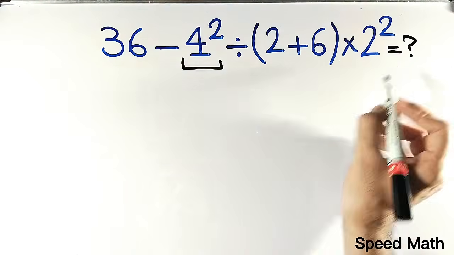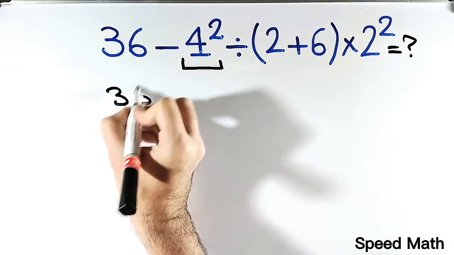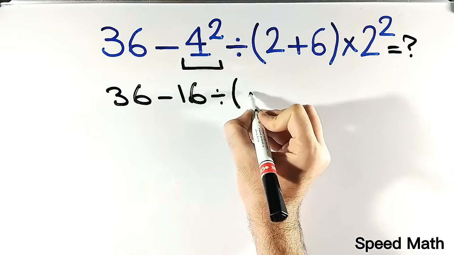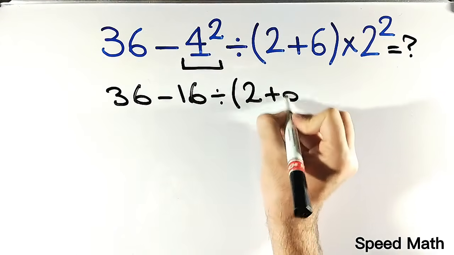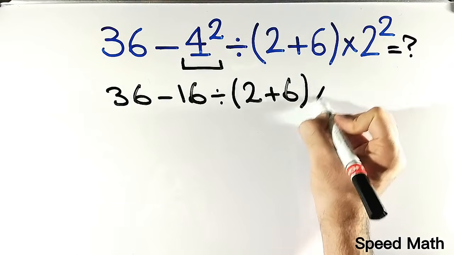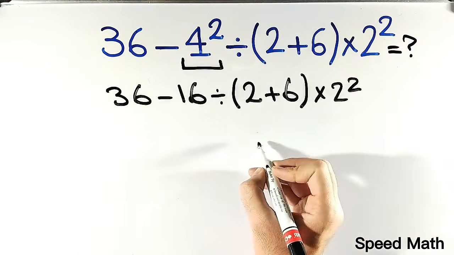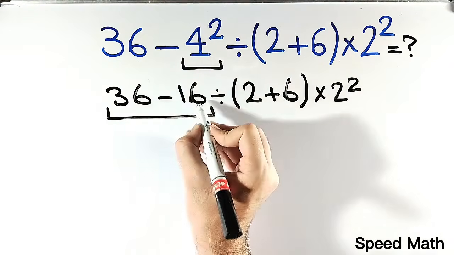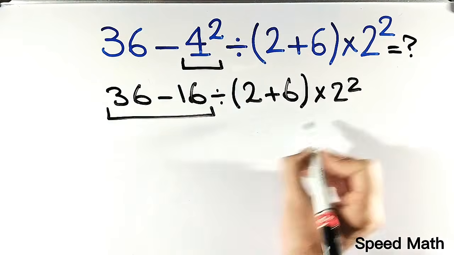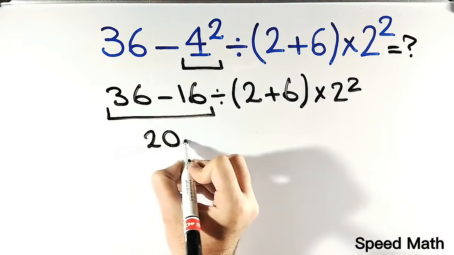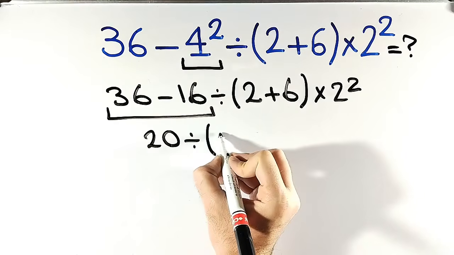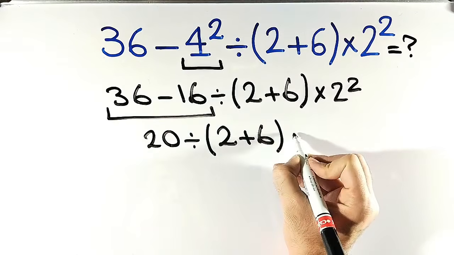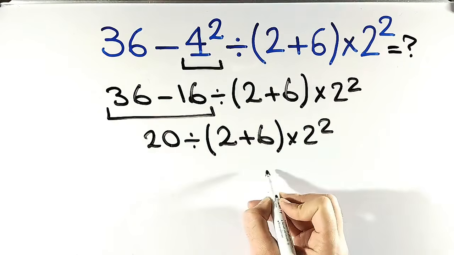And instead of this expression, they write 36 minus 16 divided by (2 plus 6) and multiplied by 2 squared. In the next step, they go for the subtraction between 36 and 16 and write this equation as 20 divided by (2 plus 6) and multiplied by 2 squared.